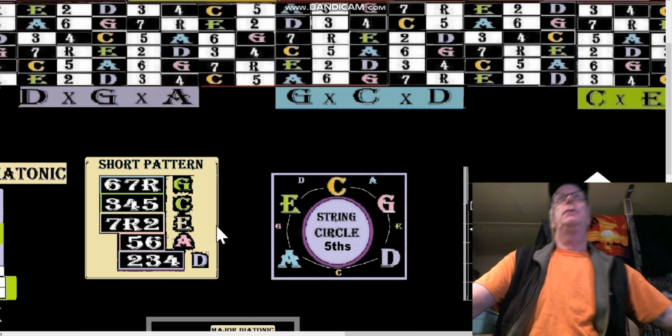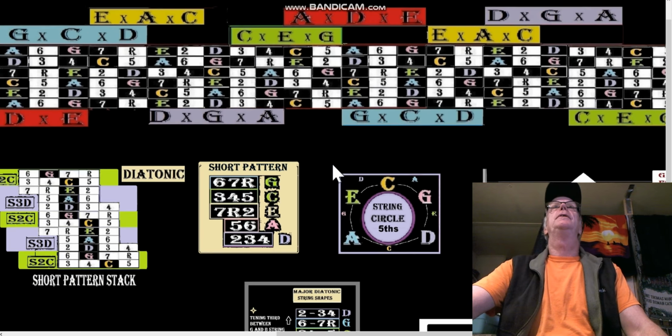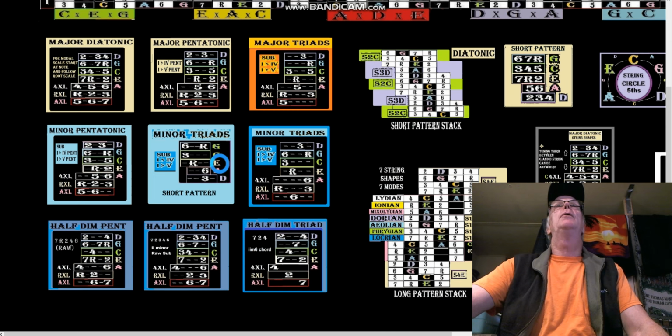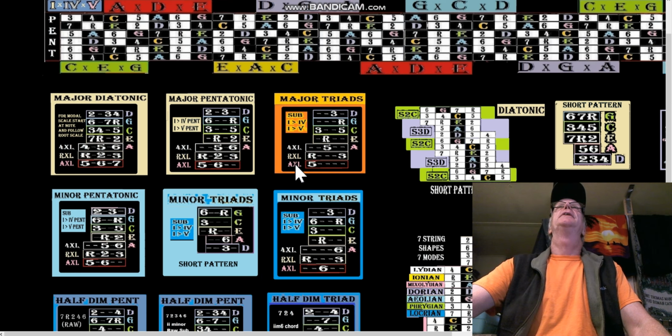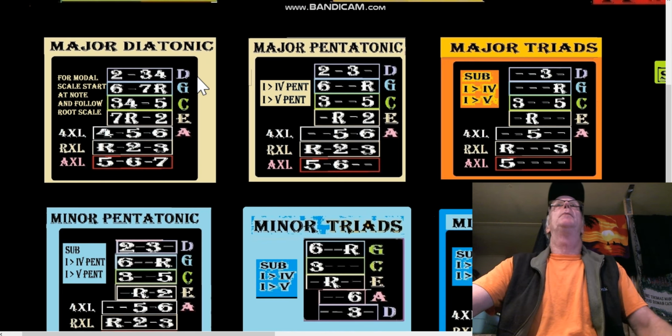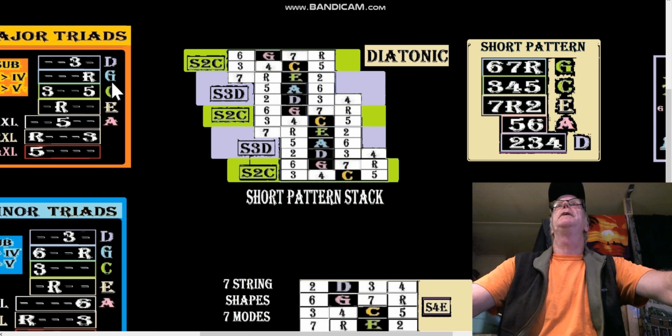Now we've still got some stuff that we can learn. Otherwise we'll be on the same chart tomorrow or tonight or whenever. So we got the major diatonic in the long pattern here. This is also the major diatonic in the short pattern. This is diatonic: root 2, 3, 4, 5, 6, 7 root 2, 3, 4, 5, 6. That's diatonic.